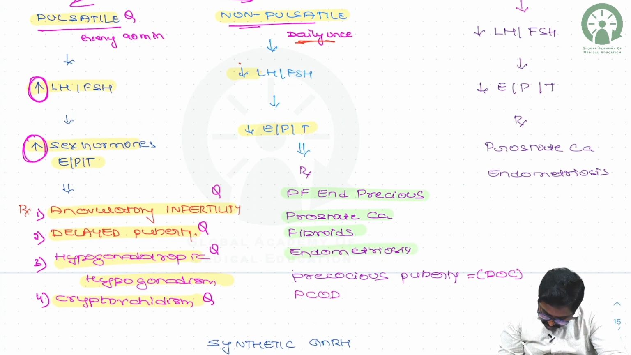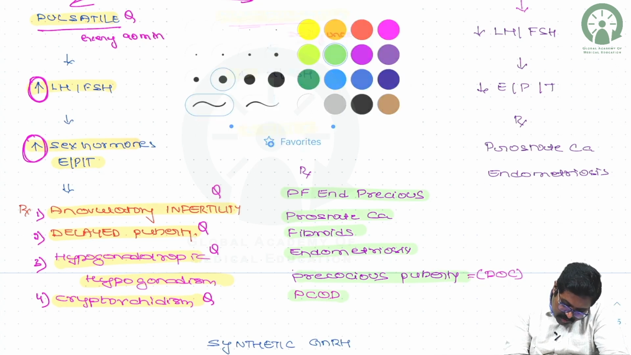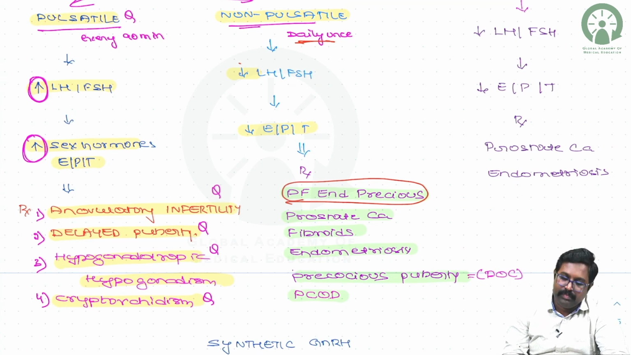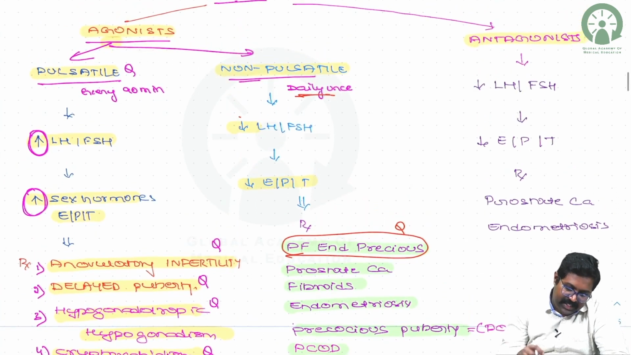So the mnemonic here that you need to remember is PF end is precious. P stands for prostatic cancer, F stands for the fibroids, N stands for endometriosis, and precious stands for precocious puberty as well as the next P stands for PCOD. So in these conditions, a non-pulsatile nature of the drug has to be given. So GnRH agonist will be given in a non-pulsatile way.